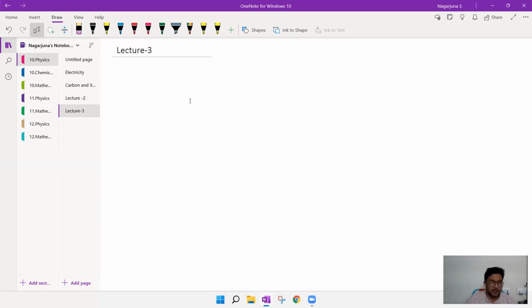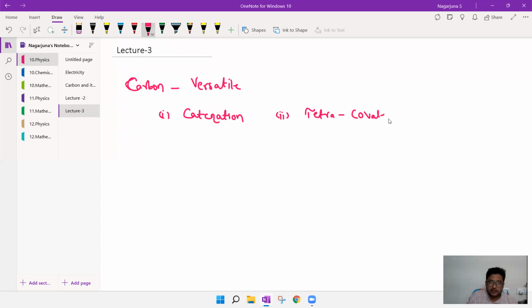Now, first of all, while coming to carbon, carbon is such a versatile element. Versatile. So what is making carbon so versatile? Two characteristics. Number one, catenation. And number two, tetravalency. We can call it tetracovalency also, or tetravalency, both are correct.